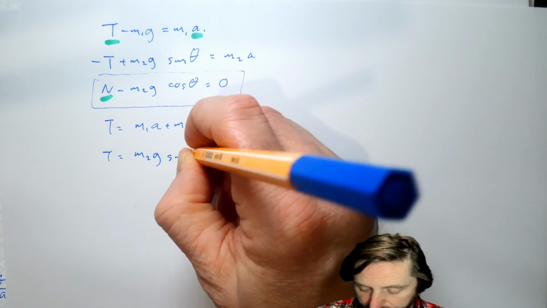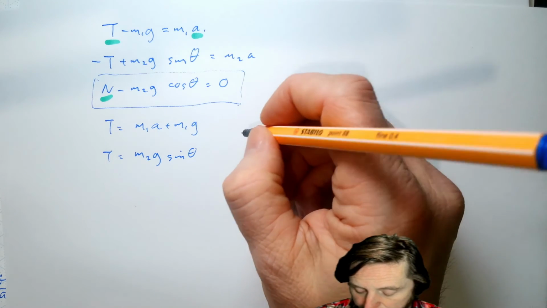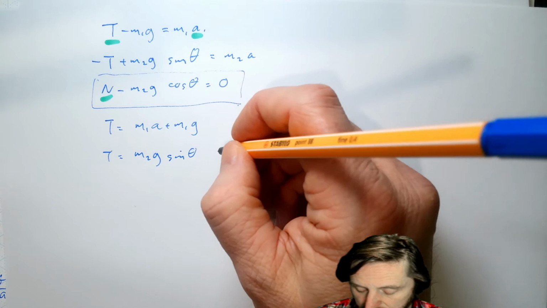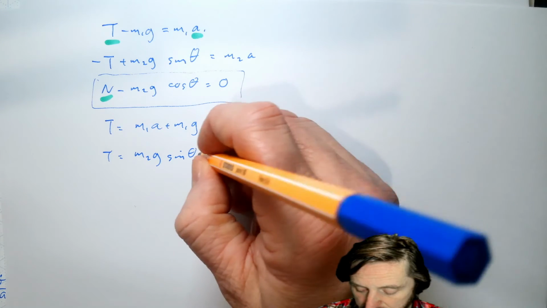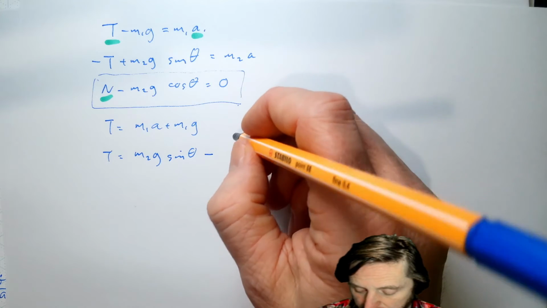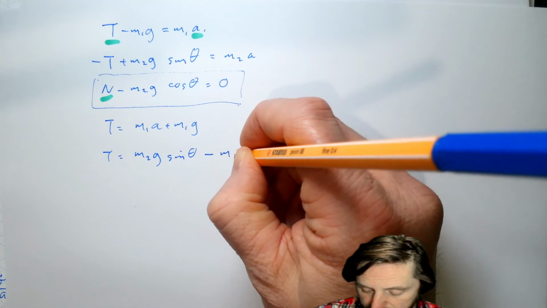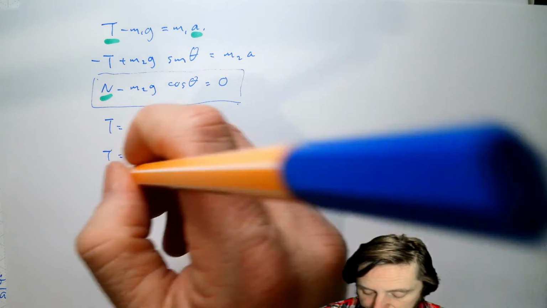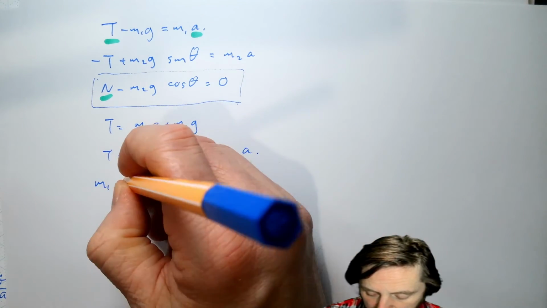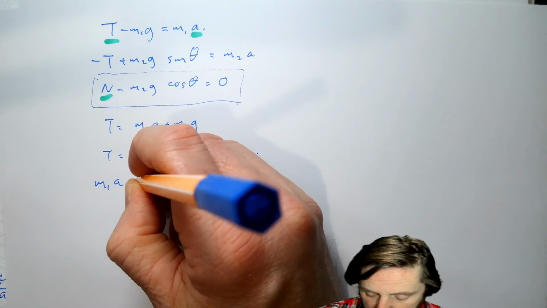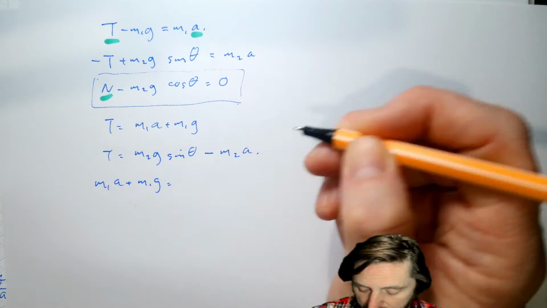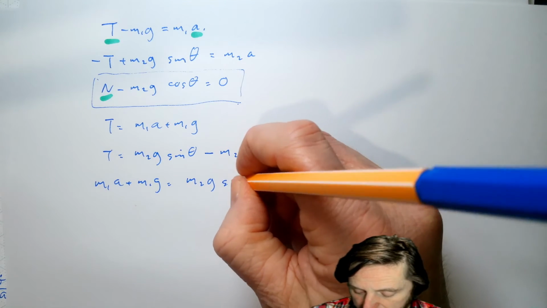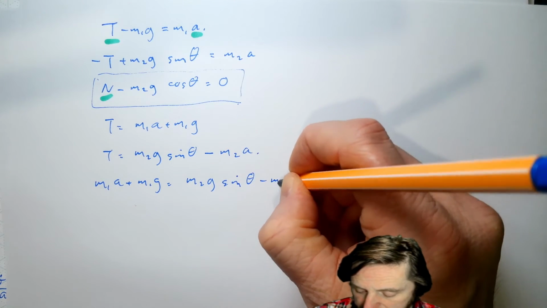sine theta, do I mean plus? No, minus m2 a. Okay, again, we can set these equal to each other. We're going to say m1 a plus m1 g is m2 g sine theta minus m2 a.